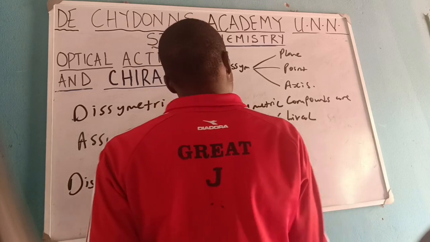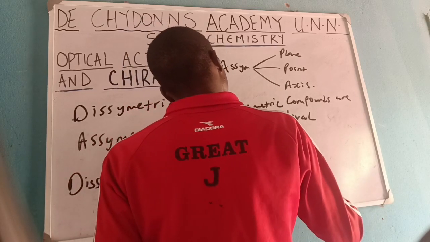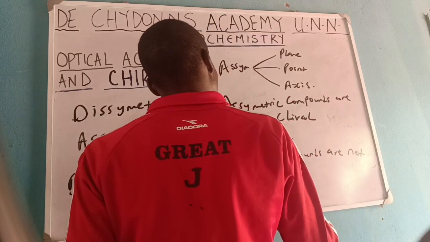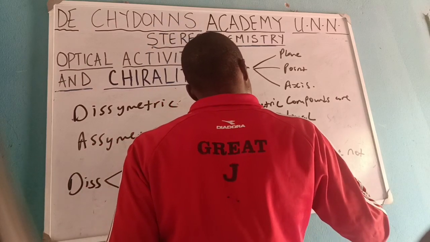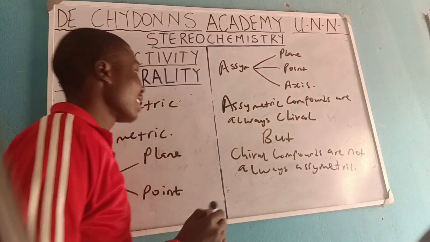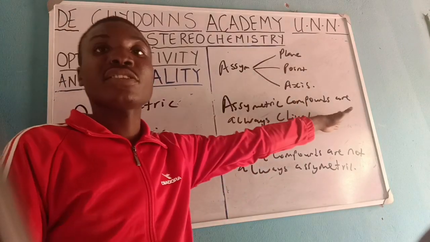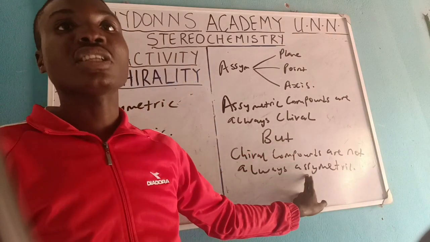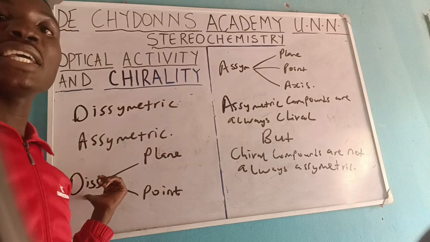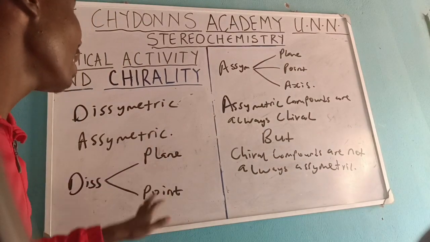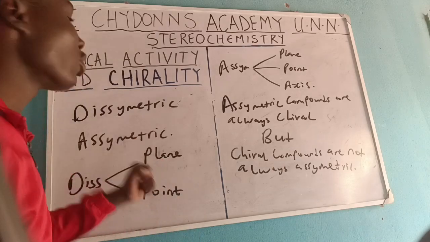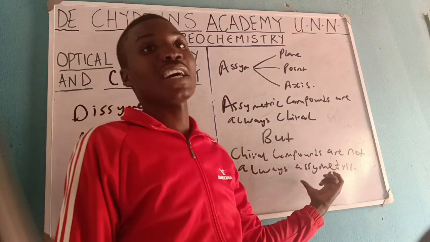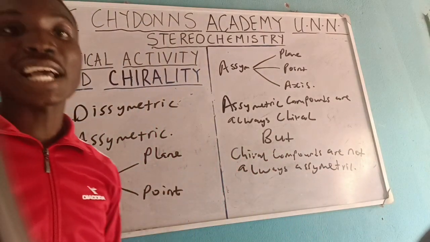but chiral compounds are not always asymmetric. So why exactly do we have that? Asymmetric compounds already lack the three elements of symmetry, so they are always chiral. But chiral compounds are not always asymmetric. The reason is that chiral compounds could also be disymmetric. And like I mentioned, the moment you lack a plane of symmetry and a point of inversion center, you automatically become chiral. So asymmetric compounds will always be chiral, but chiral compounds will not always be asymmetric because some chiral compounds can be disymmetric.